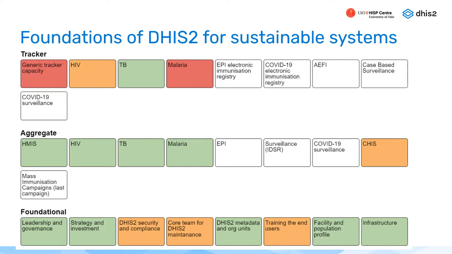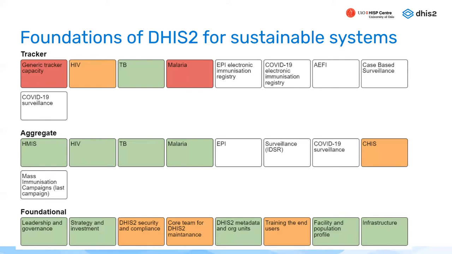There are questions to be looked at and people to be employed, and systems to have in place around security and compliance. It's important to have a strong core team, people competent and available and paid and working there for a long enough time to know what they're doing, to do DHIS2 maintenance and development. You need strong metadata and complete form units in order to have complete and valid data and to be able to analyze it well. You need to have some sort of approach to training, both end users and your core team. You need to know what your facilities are and what the population in your catchment areas are, and also have proper infrastructure in place.